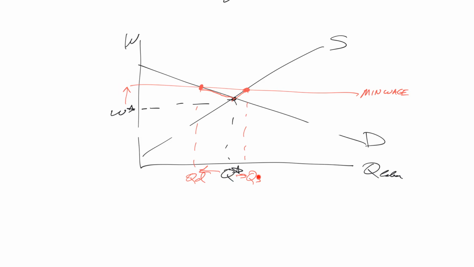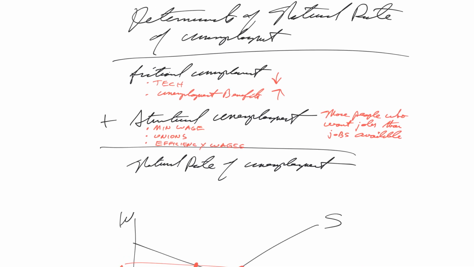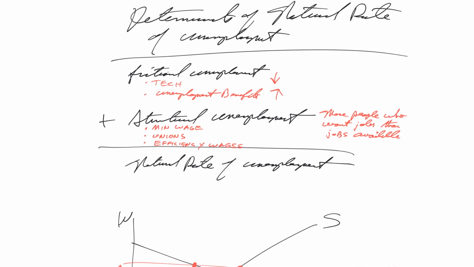And so you've got the quantity supplied of workers increasing and the quantity demanded decreasing. And what is that difference called? The difference between quantity supplied and quantity demanded is called unemployment. So you've got more workers who want jobs than there are jobs available. More specifically, that is structural unemployment. So a binding minimum wage will increase structural unemployment.